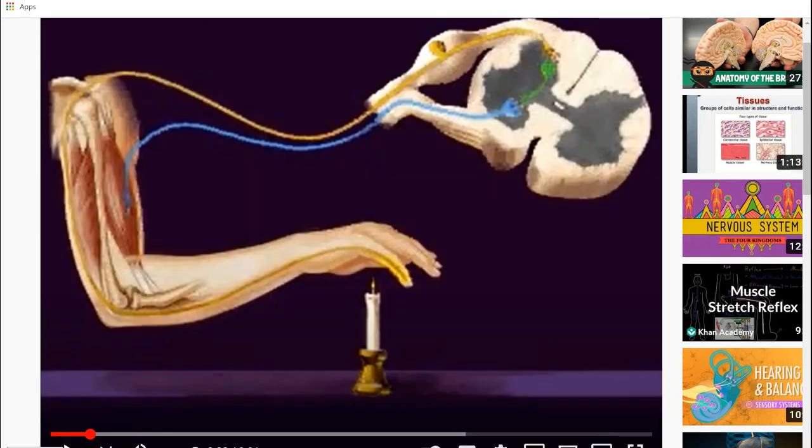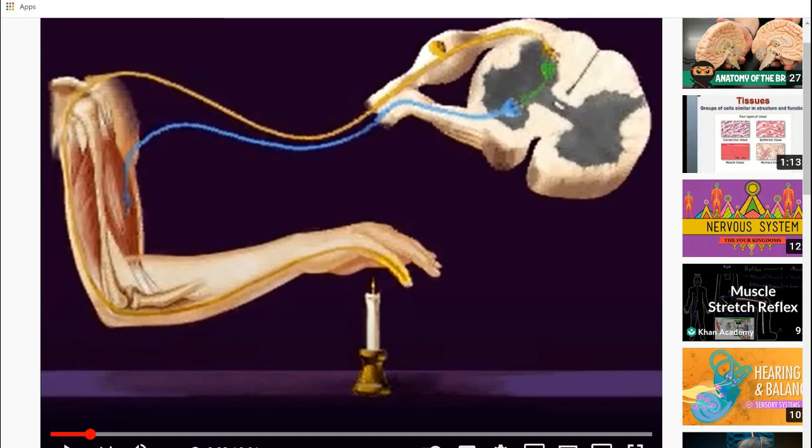So if we look at the picture, you can see there in a little bit more detail. In this response, the stimulus would be heat coming from the candle. That would be picked up by receptors in the skin. The information then is passed along this yellow neuron here. So this would be our sensory neuron, taking the information to the spinal cord. So this part of the diagram here is the spinal cord in cross section. So you'd be looking at it as if somebody had been cut in half horizontally.